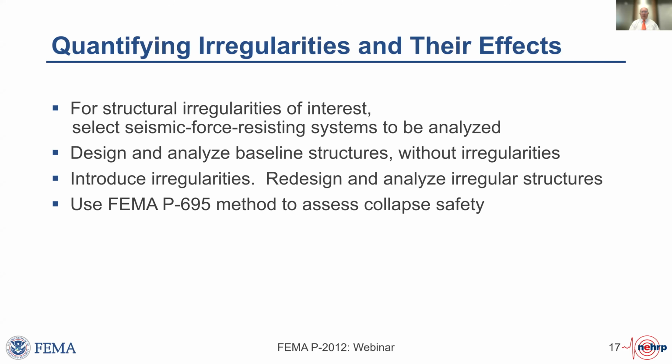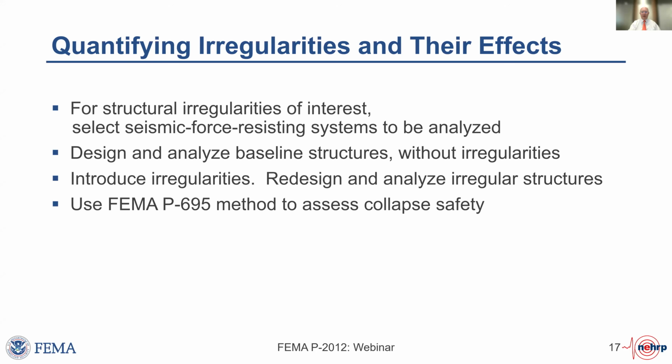So then the way that we approached our work with a focus on collapse was to identify the structural irregularities that we wanted to focus on. We talked about how we selected those, to pick seismic force resisting systems that we could use to specifically analyze those configuration issues, then to design those baseline systems without irregularities, so to design regular systems, and then introduce irregularities and redesign and analyze those irregular structures and understand the degree of irregularity. And for all of those studies, we used the FEMA P-695 method to assess the collapse safety of the building.